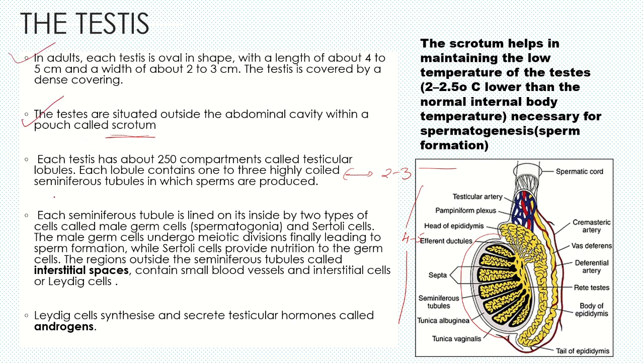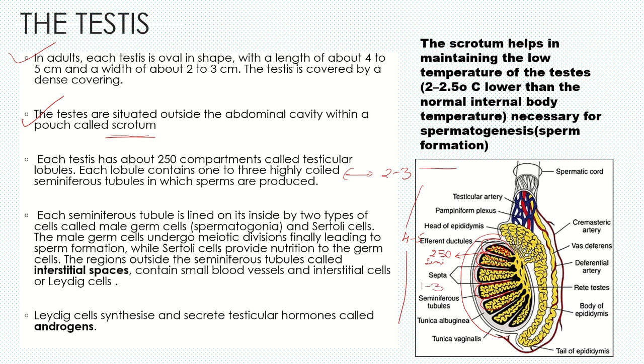Next, each testis has about 250 compartments. These lobe-like structures that you see are called the testicular lobules. Inside these compartments are present thin, highly coiled structures. These highly coiled structures are known as seminiferous tubules. So basically these seminiferous tubules are the sites for sperm formation. This is where the sperms are produced. Each lobule consists of about 1 to 3 highly coiled structures.